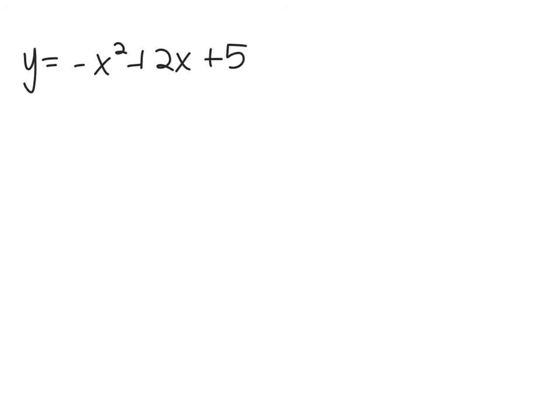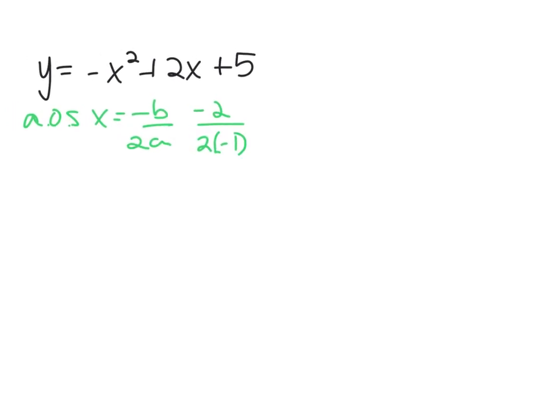I notice this is in standard form, so the first thing I'm going to do is find my axis of symmetry. My axis of symmetry is the equation x equals the opposite of b over 2a. My b is positive 2, so the opposite is negative 2, over 2 times the a value. My a value in this case is negative 1. So I have negative 2 over negative 2, which is positive 1. So my axis of symmetry is x equals 1.